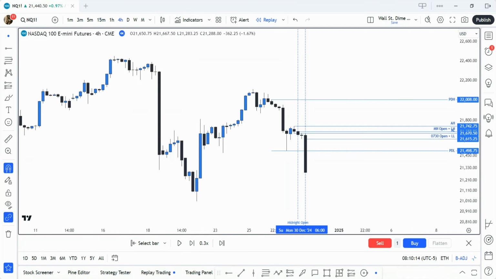Now here we are on the 4-hour chart, also known as the H4 chart. And this is what I like to use for my intraday trading. I also use the 1-hour chart. So let me share with you how you align your time frames from this interval bar here.